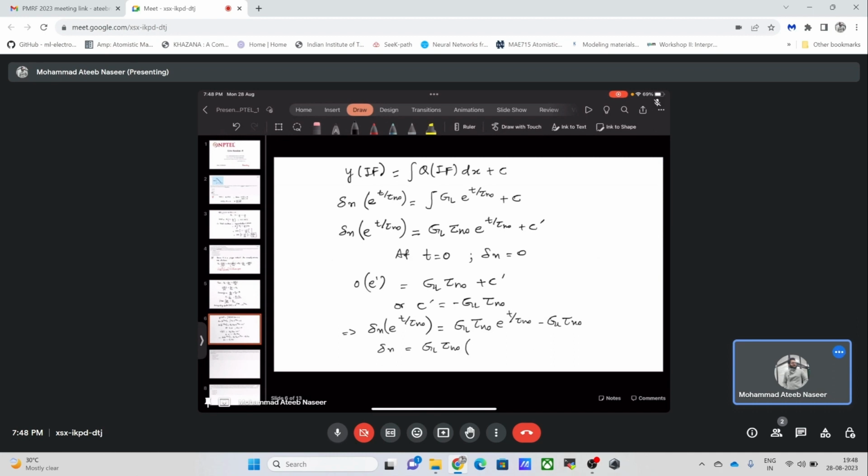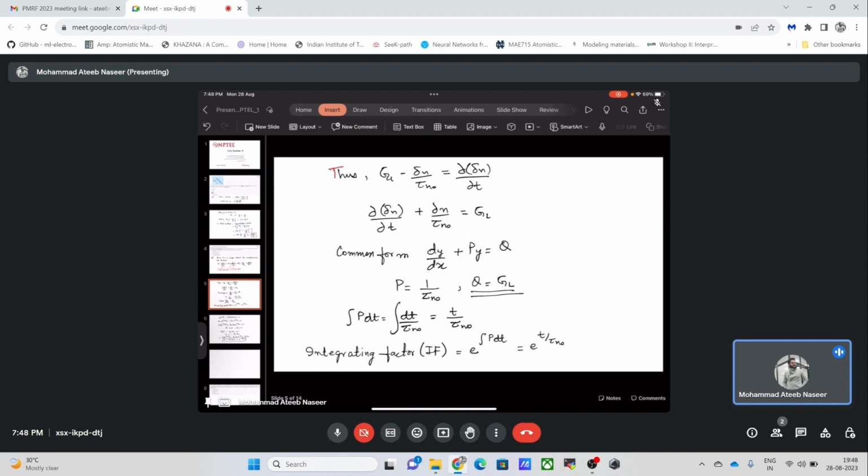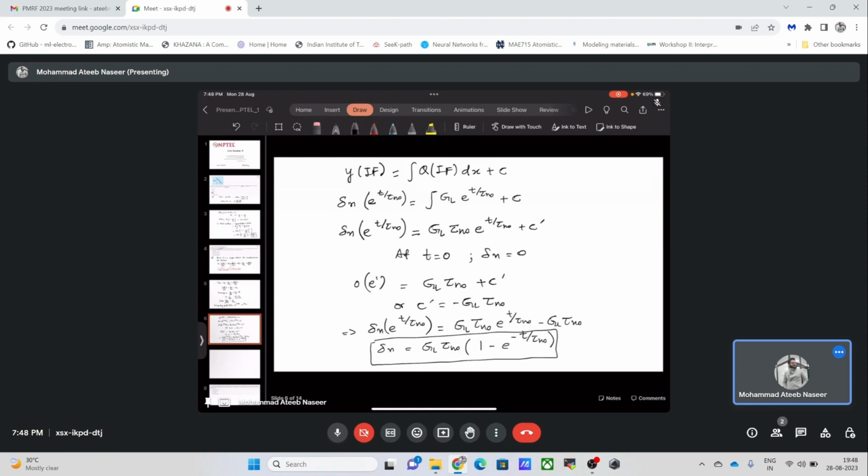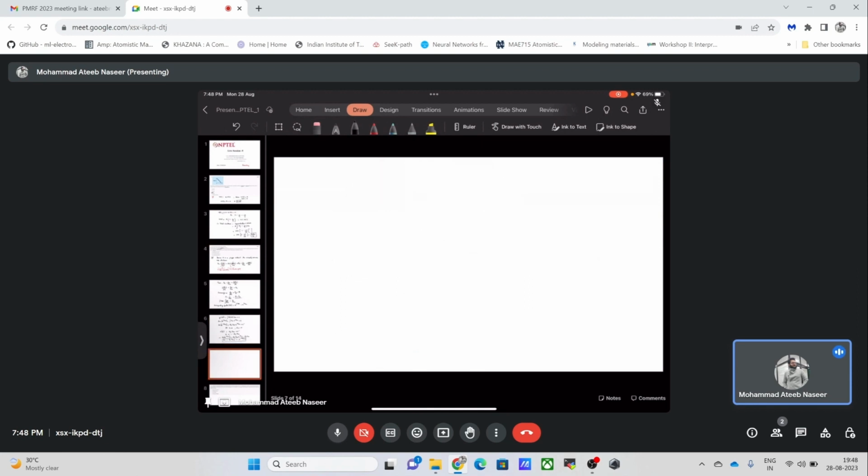Let's take it as a common 1 minus e to the power minus t by tau n naught. So this is the excess carrier concentration as a function of time that we have got. Now I think we were required to find it at some time. Yes, it is at time t equal to 2 microsecond, and gl is 10 to the power of 20, and tau n naught we require this value. It is 1 microsecond. So let me write these values first.